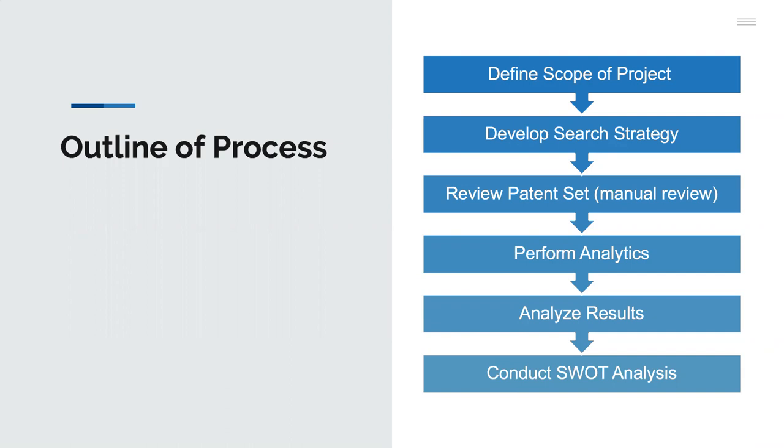In my experience, the first step of defining the project scope can prove to be the most difficult and sometimes the most critical. If you don't define the scope correctly in the beginning, the project can grow unwieldy or may become too narrow. In my experience, I've divided a project into smaller sections when it's become too big, where each section would include its own search, review, analytics, and SWOT analysis.